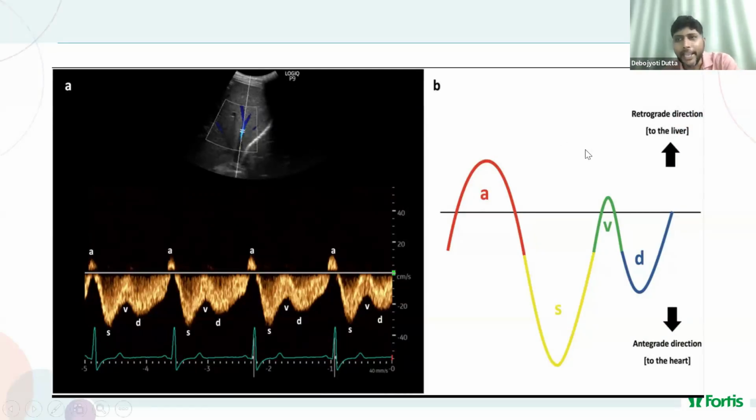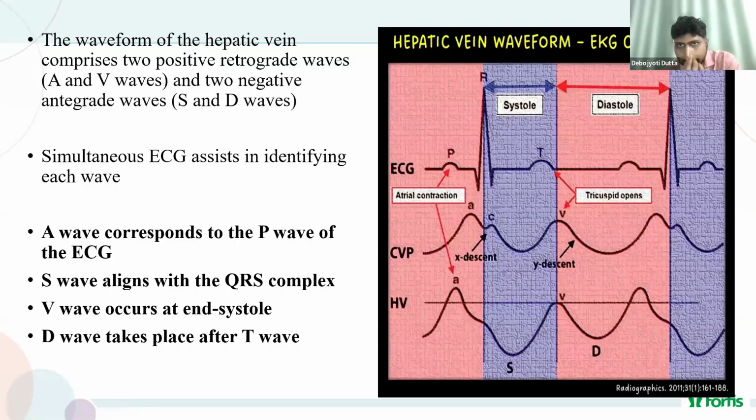And A and B are the positive waves, and S and D are the negative waves, and we get to the heart. So if I put it in this chart, it's very nice. A wave corresponds to the P wave, equal to the CVP A wave.